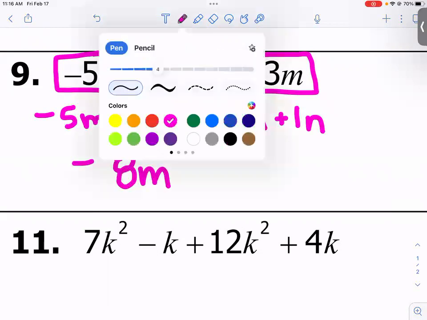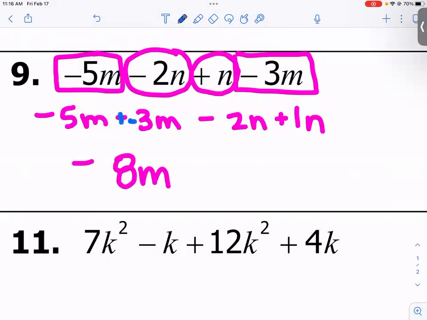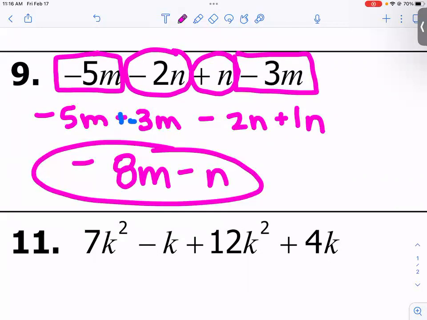Negative 8m, because if we do keep change, we're adding negative 5 and negative 3. Okay. What about when we take negative 2n plus 1n? Negative 1n. Okay. So you can write the 1 there. You don't have to write the 1 there.